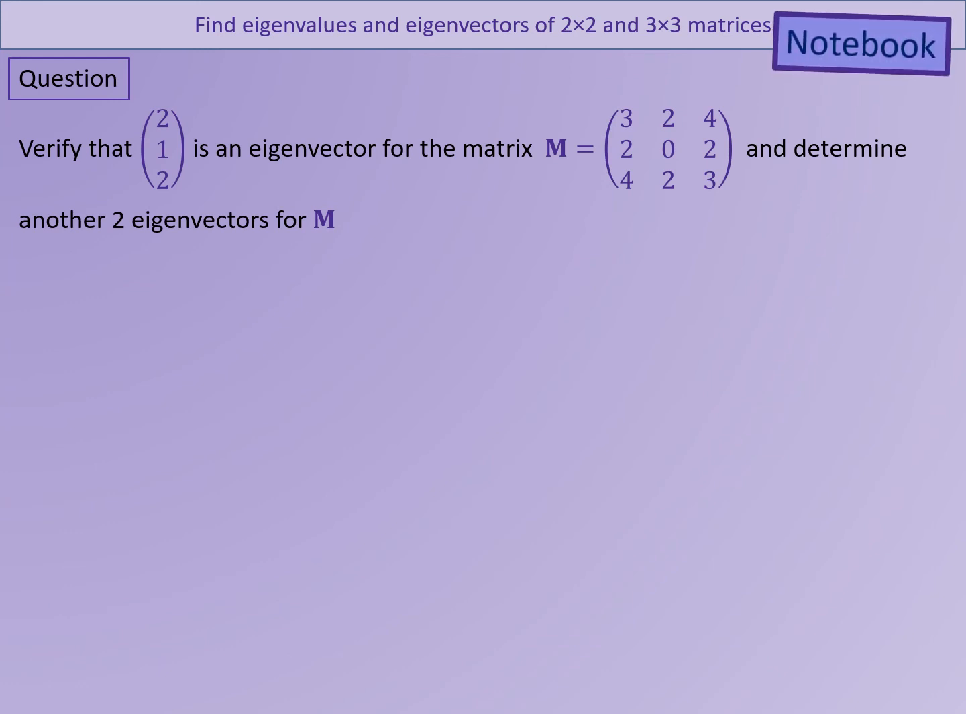Okay, so we've done an example of a 2 by 2. 3 by 3s are always a little bit more tricky. So we're going to look at an example of a 3 by 3, but also I'm just looking at how the examiner could vary it slightly, how they could change the question.